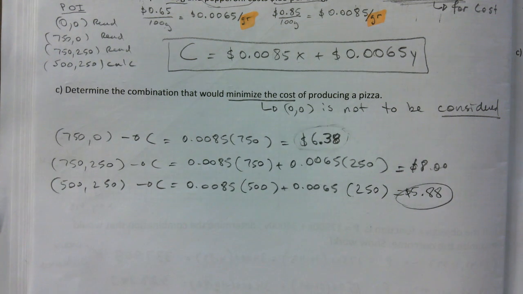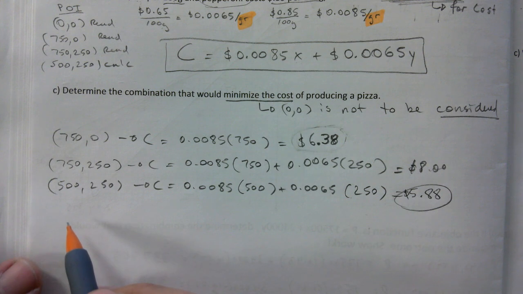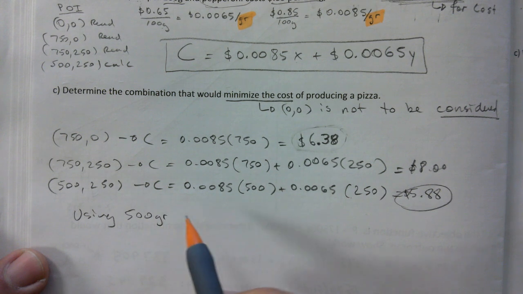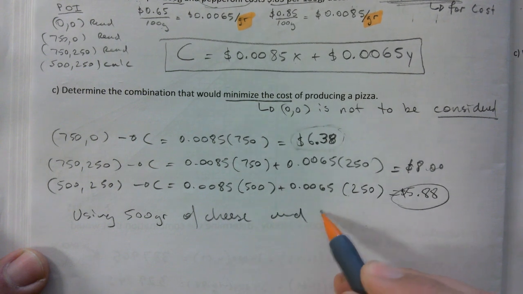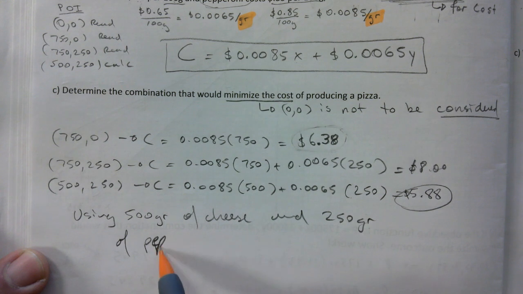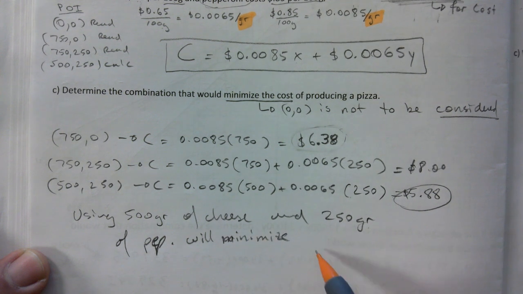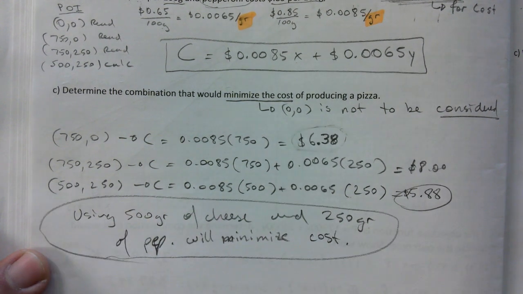Okay, 588. That would be the best option, right? Using 500 grams of cheese and 250 grams pepperoni will minimize cost. Done.